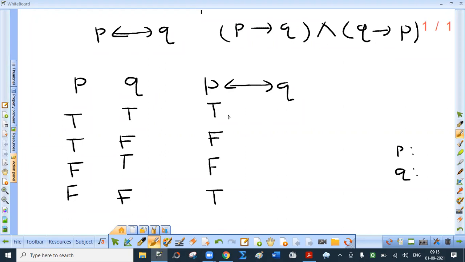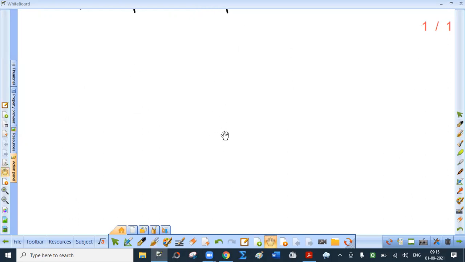Biconditional, that is double implication, is true when both truth values are the same. That is, when both truth values are T, the biconditional is true. When both are false, in that case also the biconditional is true. I hope this is clear to you. Now, the last part, that is negation.